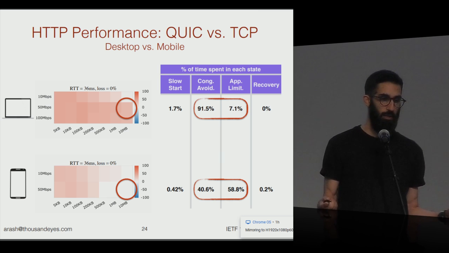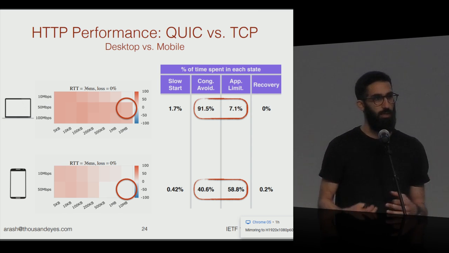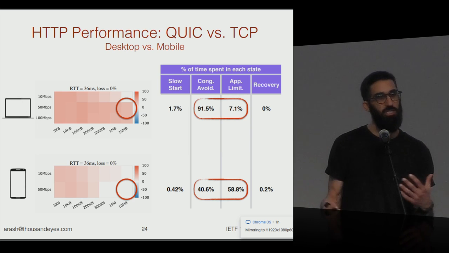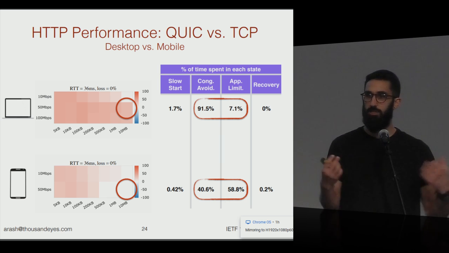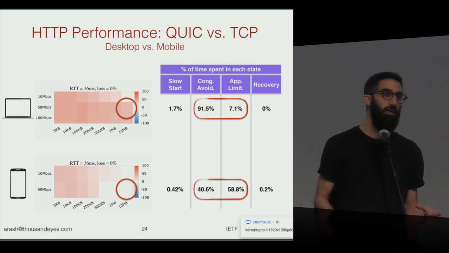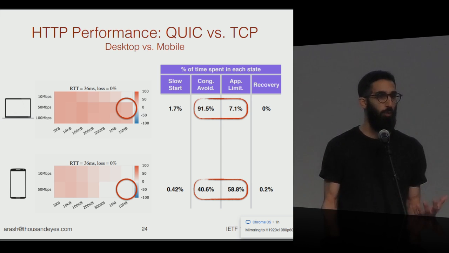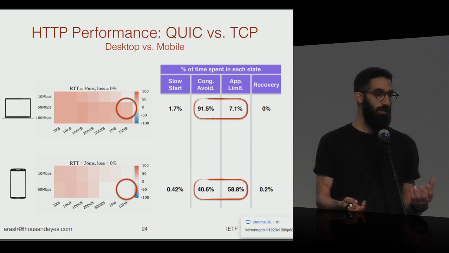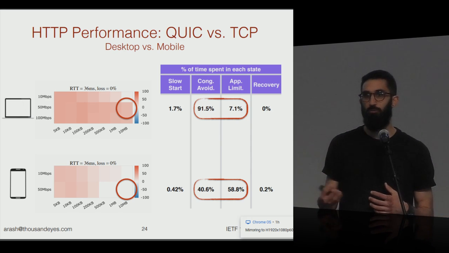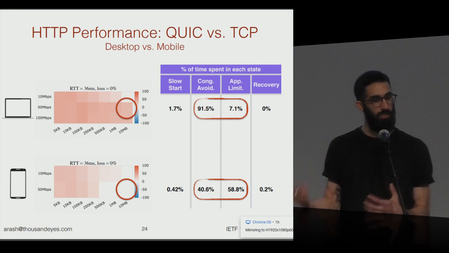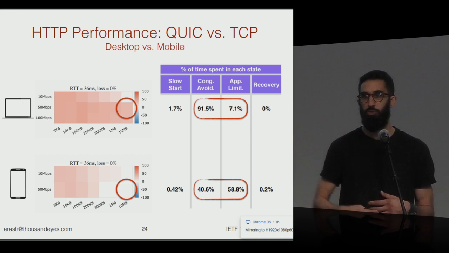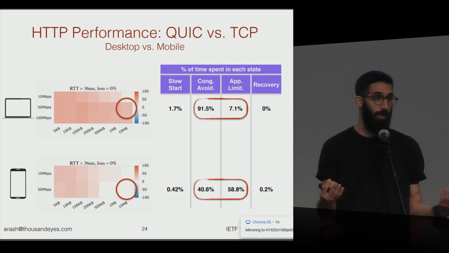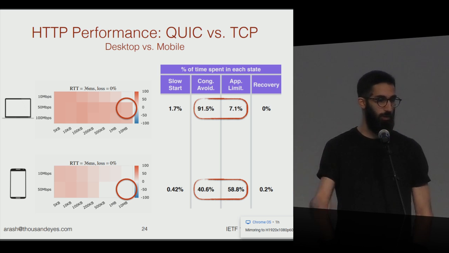As you can see, when we're using a desktop machine, Quick is in the application limited state for only 7% of the time. That's the state where the client is receiving data faster than it can consume it. But as soon as you go to a mobile device, where resources are more scarce, now Quick is in the application limited state for 60% of the time. And this is exactly the price that Quick is paying for being implemented in user space. You're constantly context switching between user space and kernel space, which is fine on a resourceful device, but when you're on a mobile device, things are not that great.